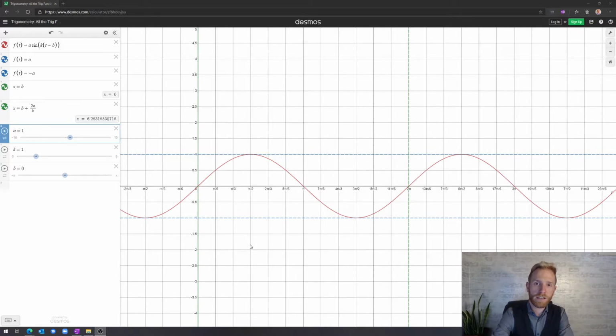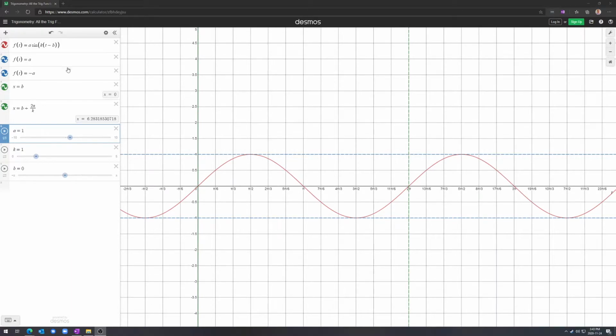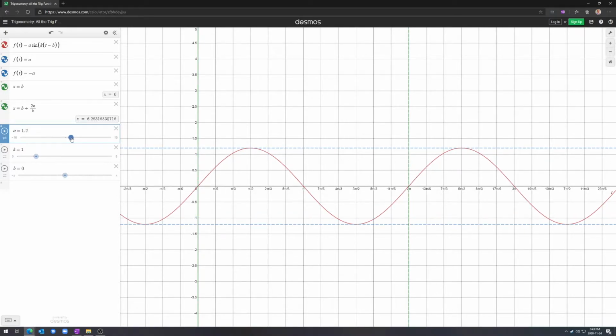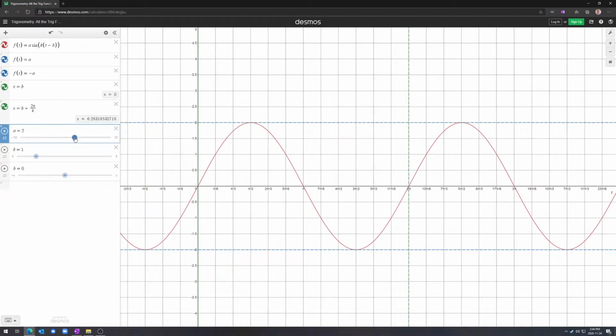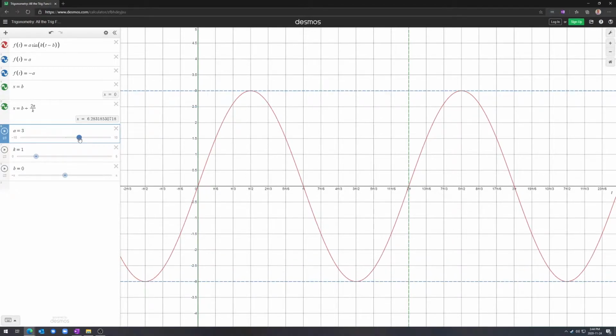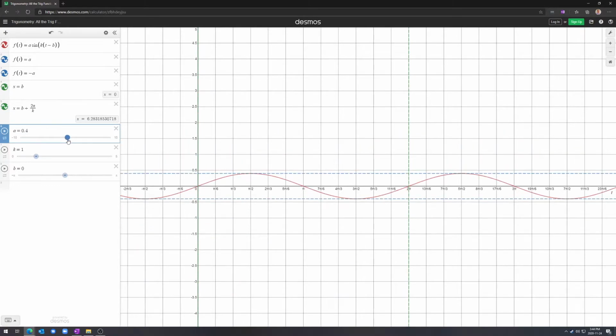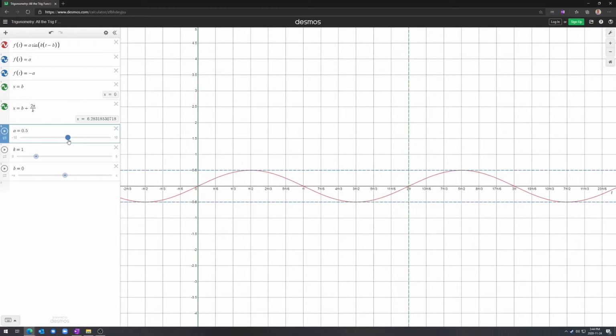Now, let's start adjusting these little sliders and see what happens to amplitude, to period, and to phase shift. So the first thing I'm going to do is mess around with the slider bar for a. Watch what happens as I increase a. I think I'm going up by 0.1 at a time. When a is equal to 2, you see the amplitude has changed to 2 now. If a equals 3, my amplitude is 3. And going to smaller numbers, 0.4, 0.5, you can see that my amplitude now is exactly 0.5.